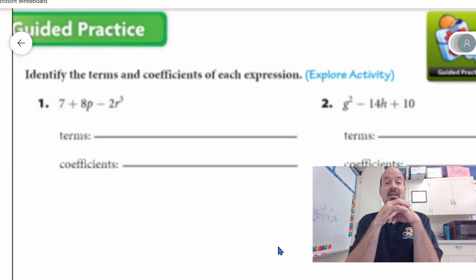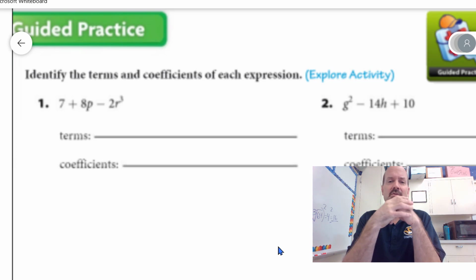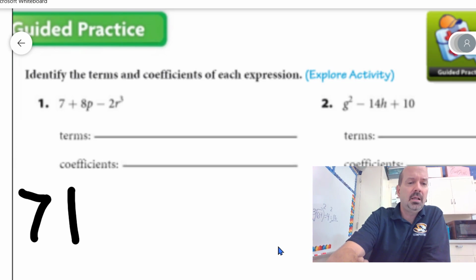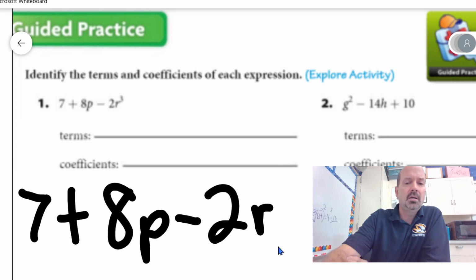All right, just a quick note about what is a term and what is a coefficient. Those are the two ideas in here. So it asks you to identify the terms and the coefficients. So here's the secret. Let me rewrite it a little larger so you can actually see what I'm writing. I have 7 plus 8p minus 2r cubed.